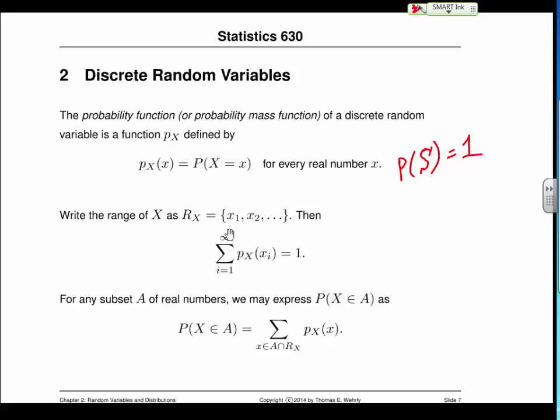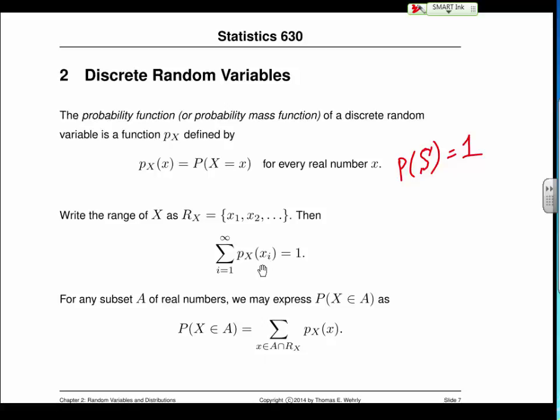And since the range of X are the only values on the real line that we observe, the total probability of the range of X has to be 1. Now, in general, to define a probability distribution, we have to be able to find the probability that X is in any subset A of real numbers. And what we'll do is add up the probabilities of every X in A that's part of this range. If it's not part of this range, it just has probability 0.